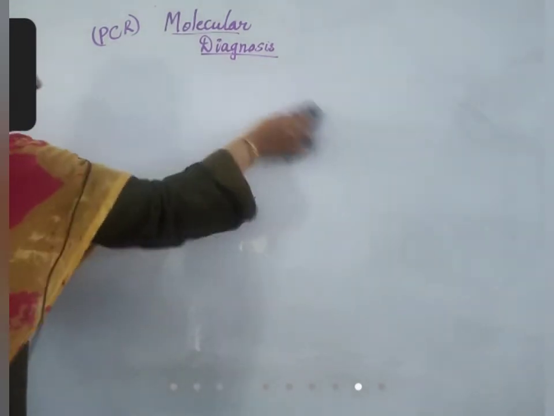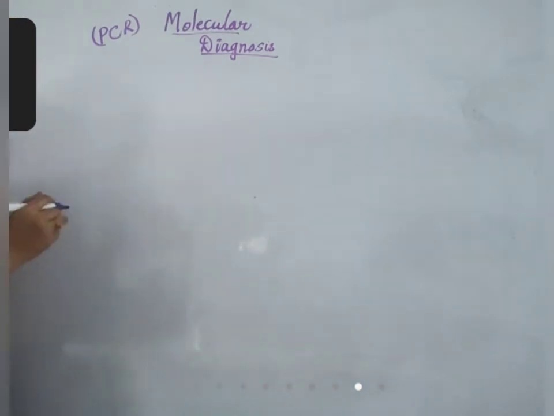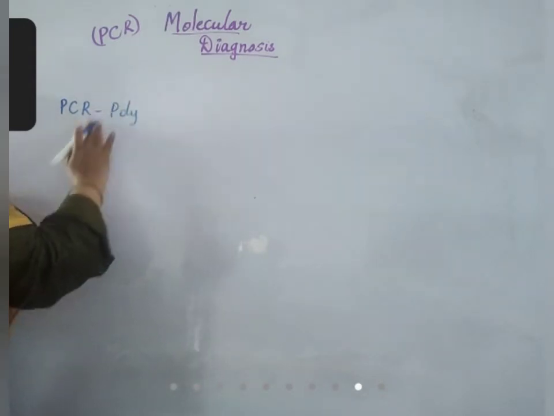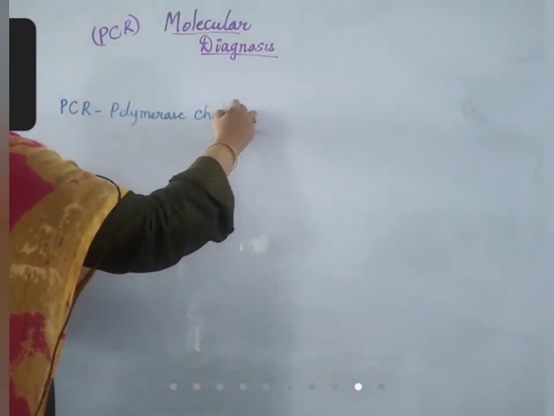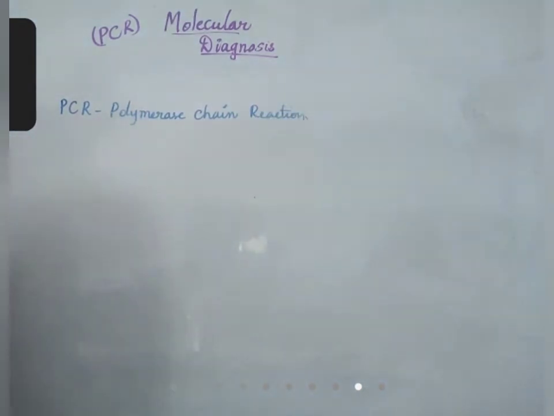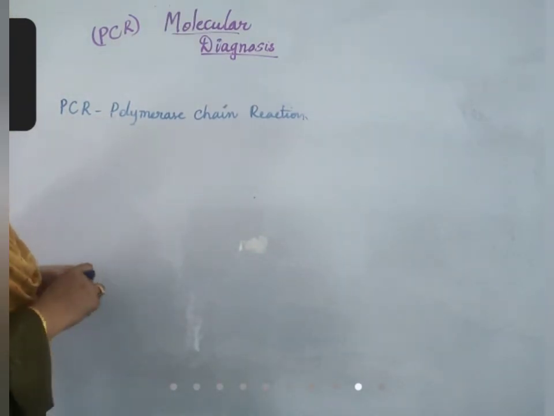PCR is otherwise called polymerase chain reaction. Chain reaction means if something starts and a series of reactions take place behind that, one after the other, a chain of reactions taking place, then it is called a chain reaction, right?